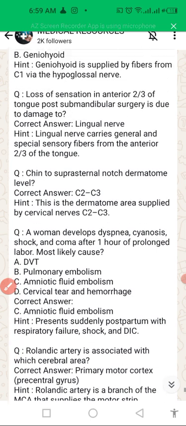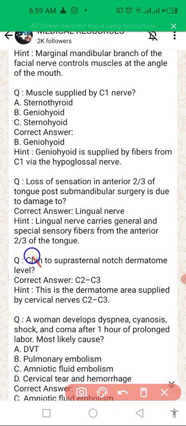The next one is a patient has genitosuprasternal notch dermatome level is C2 to C3. Loss of sensation of the anterior two-thirds of the tongue post-submandibular surgery is due to damage of lingual nerve, which supplies general sensation to the anterior two-thirds of the tongue.